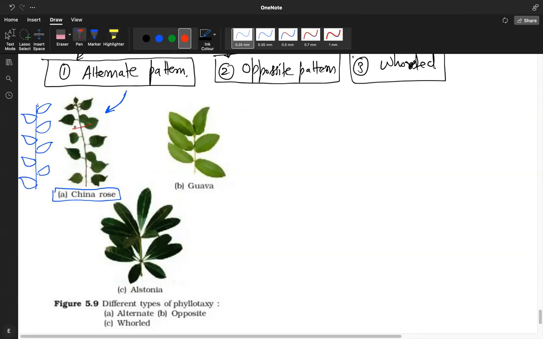Can you see that this is one, then this is one. They are not on the same axis, right? So that's called alternate pattern. Make sense? Write down: in alternate pattern, a single leaf arises at each node.